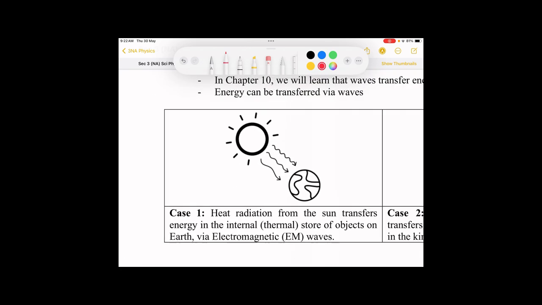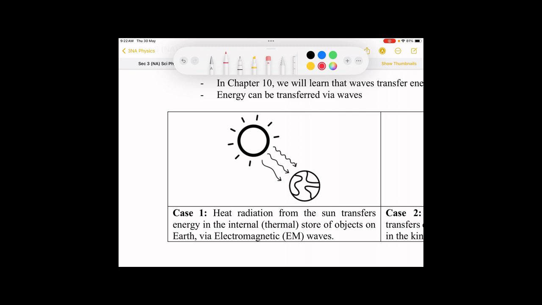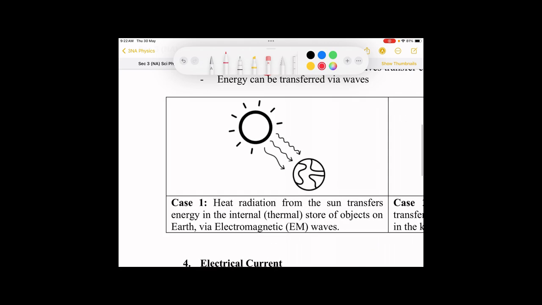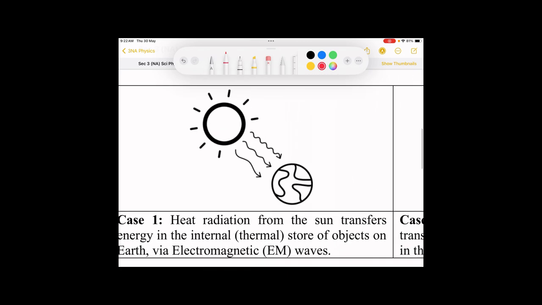So waves is something that you may have been familiar with. For example, your ocean waves. You can use a rope or ribbon to create a wave. There are different types of waves, which we will see in a later chapter, in chapter 10. So just hold on to it first. For example, you have waves coming from the sun, that transfers energy in terms of the internal store to the earth. So this radiation that is in charge of transporting so-called heat energy is what we call infrared.